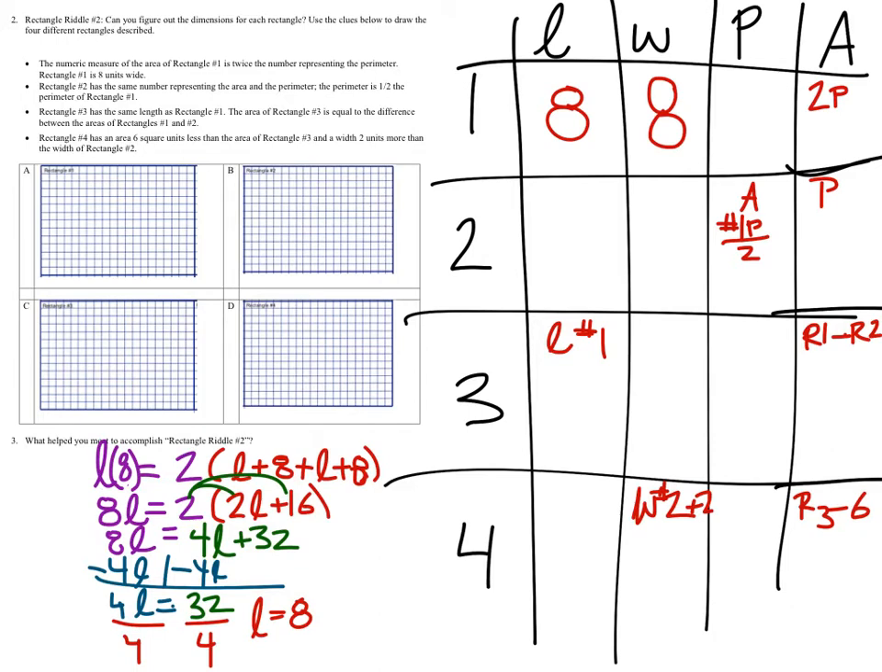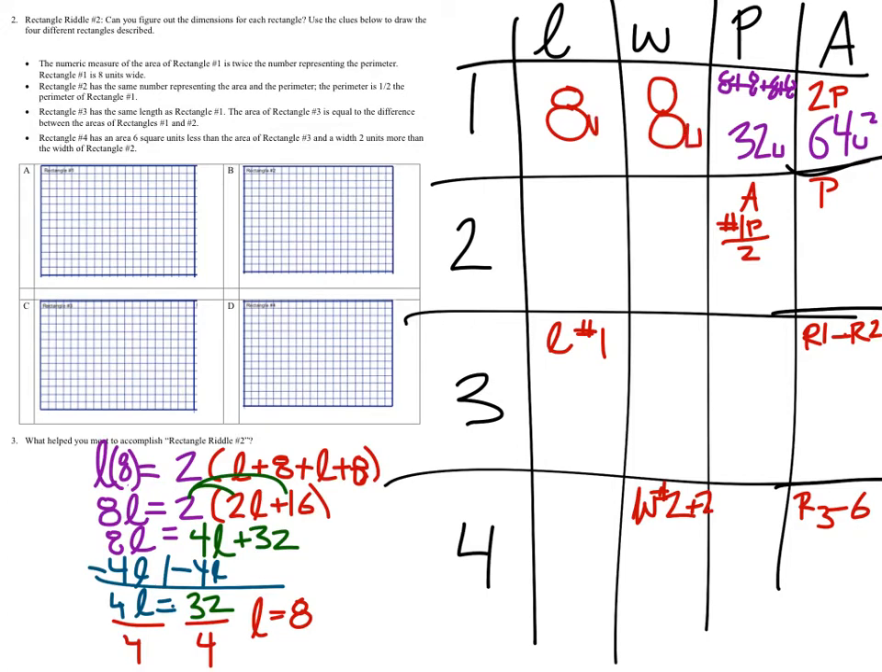Alright, now that we have that, the perimeter is length plus width plus length plus width. But that would be 8 plus 8 plus 8 plus 8, which would be 32 units. The area is twice the perimeter. Is that true? Yes, it is. That'd be 8 times 8 is 64 units squared. So we have rectangle 1 taken care of.